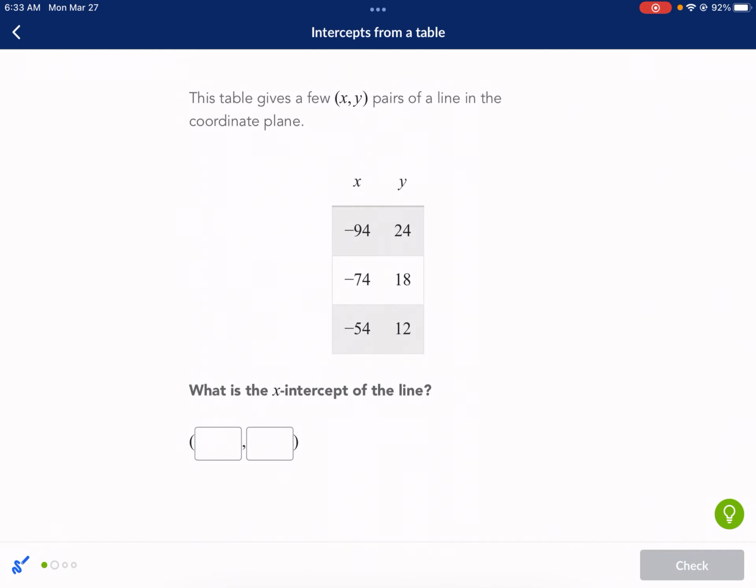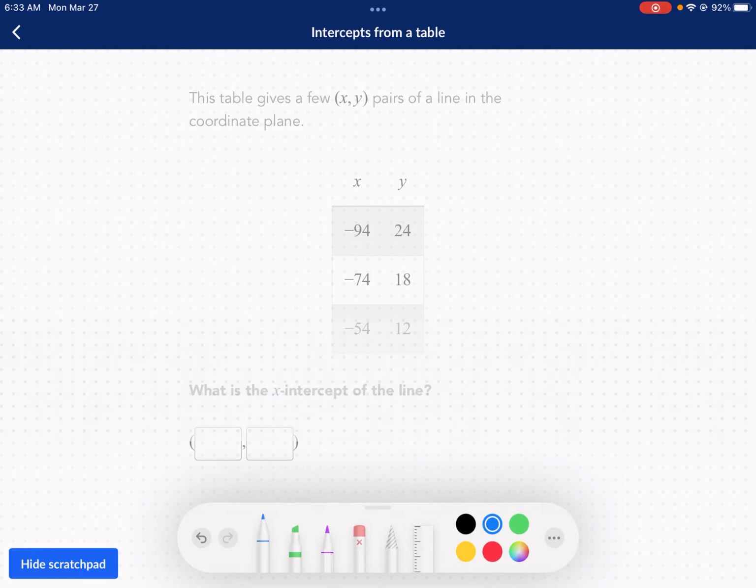Okay, this table gives a few pairs of a line in the coordinate plane. Again, these numbers are horrible. What is the x-intercept? This one's a little bit different, but same process we're going to follow here. We're going to do y equals mx plus b. I'm going to go a little bit faster this time. I always label first x1, y1, x2, y2. So I'm going to do y2 minus y1 over x2 minus x1, and this is going to be my slope.